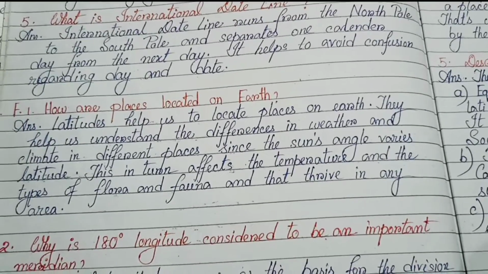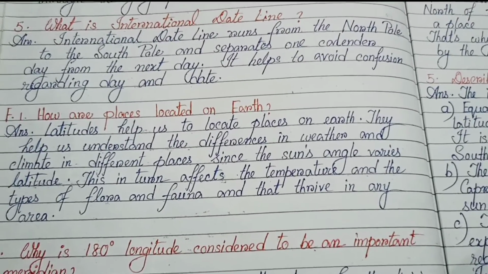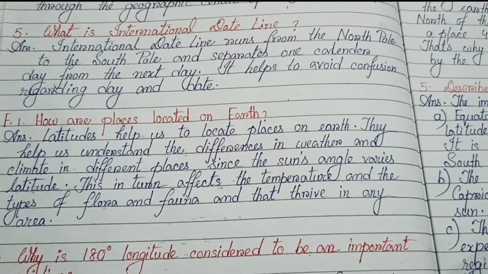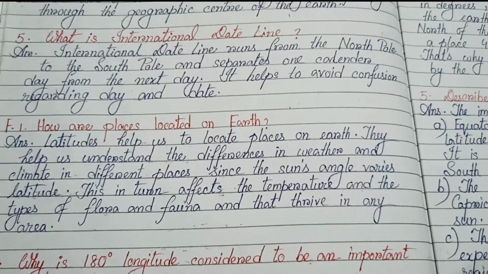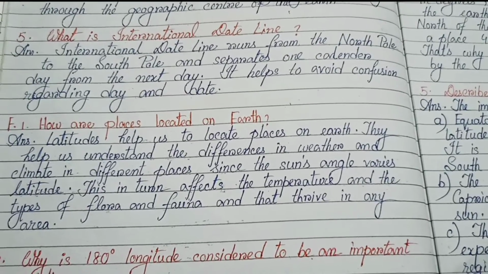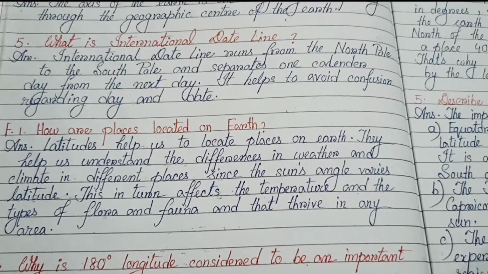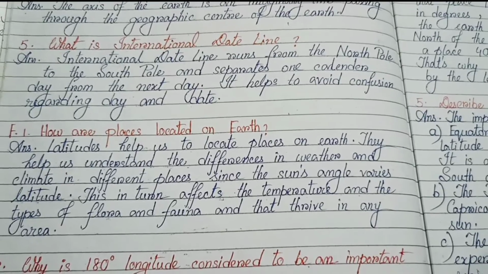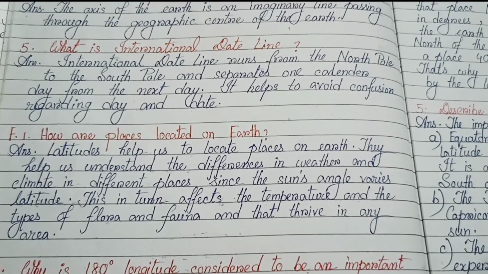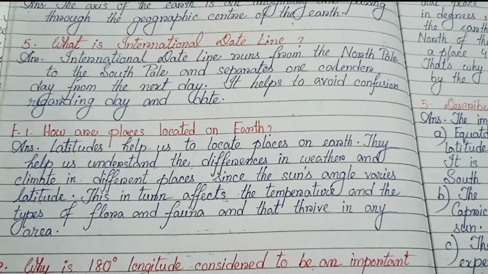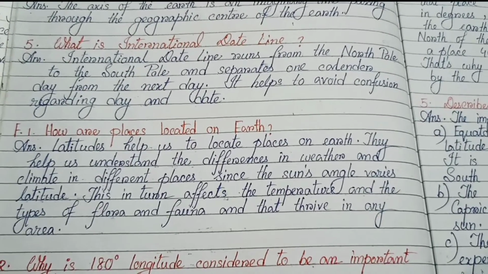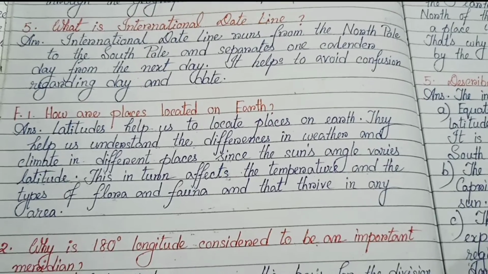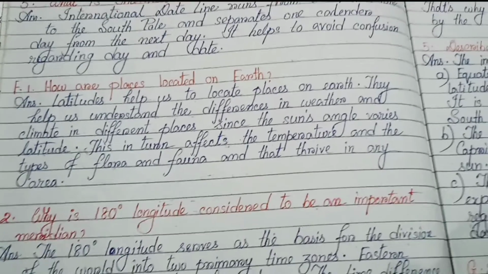Next one, number F1, how are places located on Earth? Latitudes help us to locate places on Earth. They help us understand the differences in weather and climate in different places since the sun's angle varies with latitude. This in turn affects the temperature and the types of flora and fauna that thrive in any area.